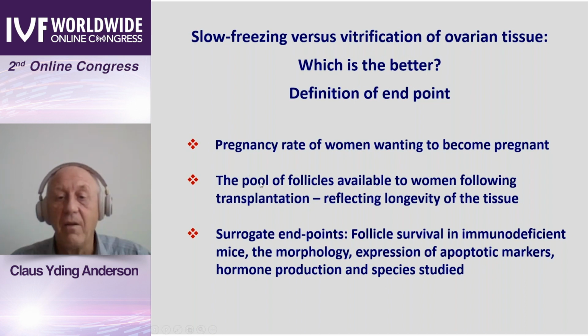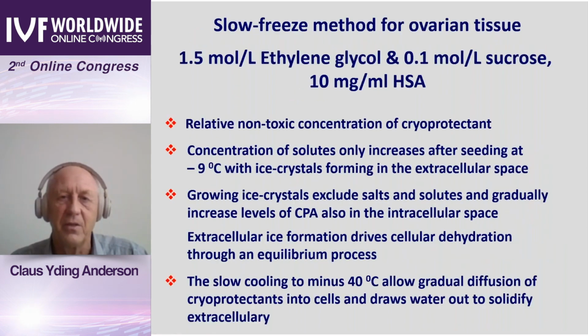How many follicles are available? What is the success of freezing the tissue? This should reflect the longevity of the tissue. So the longer it works, the more follicles are available, the better it should work. You can also use follicle survival in immune deficient mice, morphology, expression of apoptotic markers, and hormone production. You can use different species. But this last point here, surrogate endpoints, is what we have been using to develop the protocols we use today. It does work, but which one is better is not possible to answer.